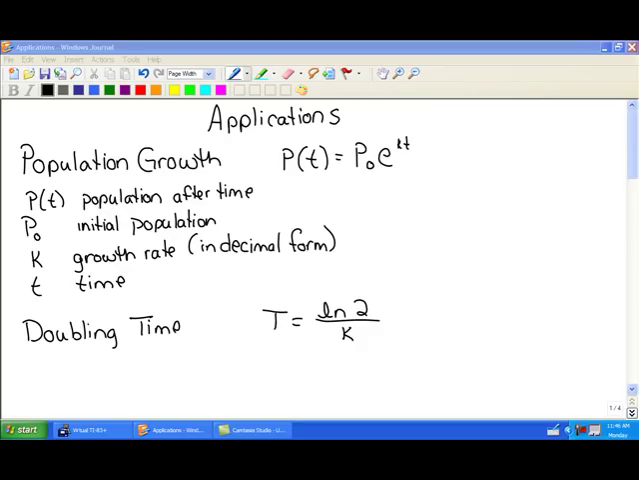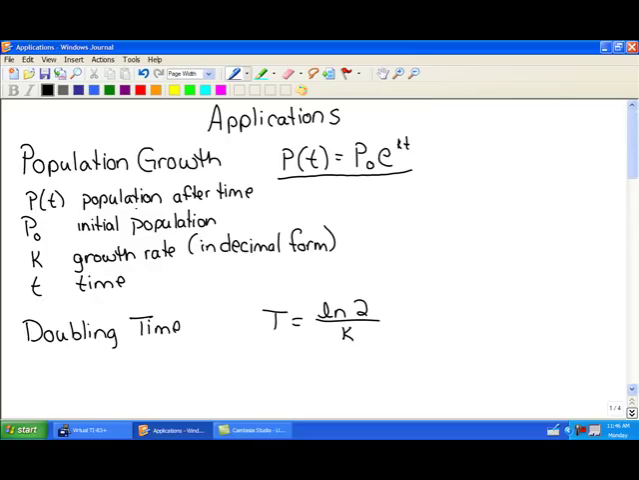If you were a city planner and needing to plan for what the population is going to be 20 years down the line to look at the roads and the water sources and stuff, you would use a population growth formula. The population growth formula is P of t equals P sub 0 times e to the kt power.